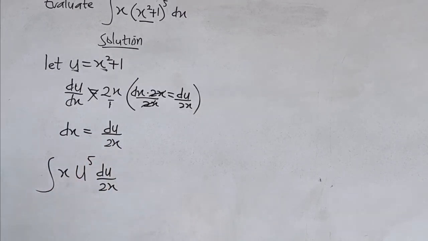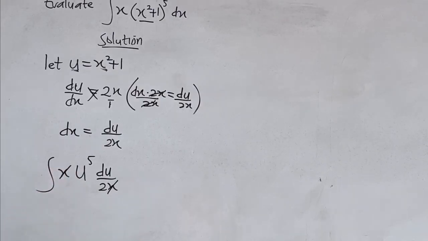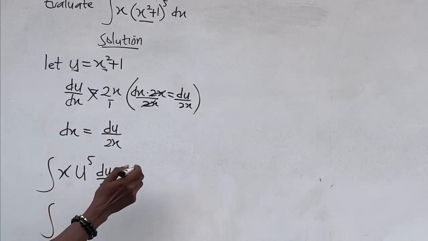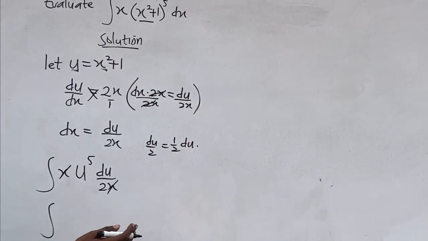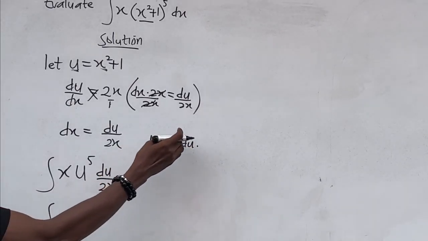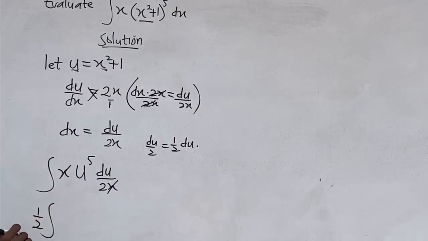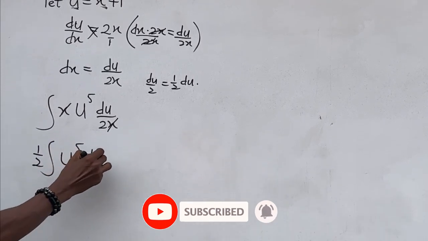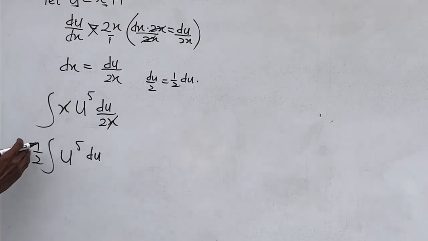Du over 2x. So looking at this clearly, this x can cancel this x, right? So what we have is this du over 2. Remember, du over 2 is 1 over 2 du. You know that. This is basic math. Since 1 over 2 now is a constant, we can bring it out. So we can have 1 over 2, there we have u to the 5 du. Even if you choose to put the 1 over 2 inside here, it's fine, but this is standard practice.